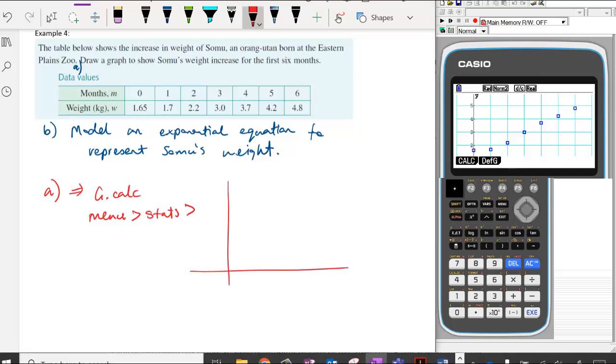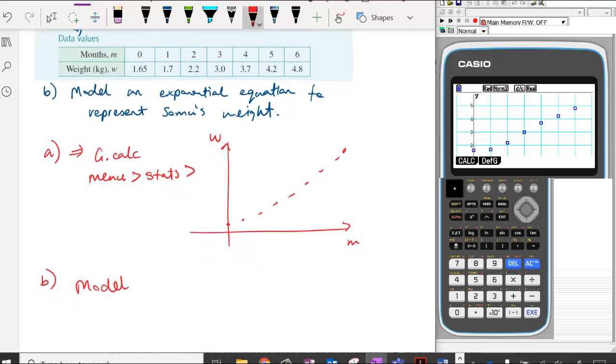So if I've got months versus weight, then I've got a graph that looks similar to that. Now part B, we're looking to model. So in order to model on our graphics calculator, we want to use that calc function. So we want to hit F1 and calc.